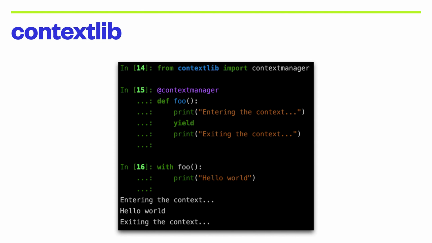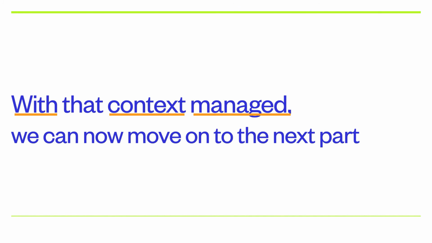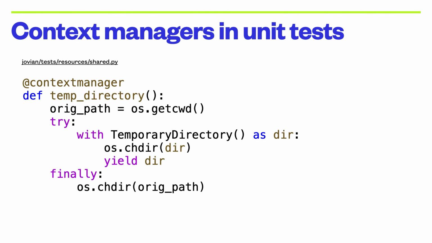Okay, so now that we have this, with that context managed, that's a pun that I tried to do. So now we can move on to the next part. Context managers in unit tests, right? You can create a context manager called temporary directory or temp directory, which creates a temporary directory and changes directory into it. So whatever you want to do in that directory, you can do. You can create a file, delete a file, create directories, whatever you want, to test a function that does all these file system operations.